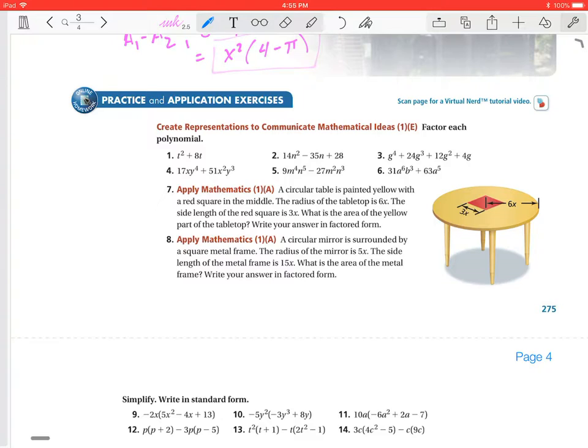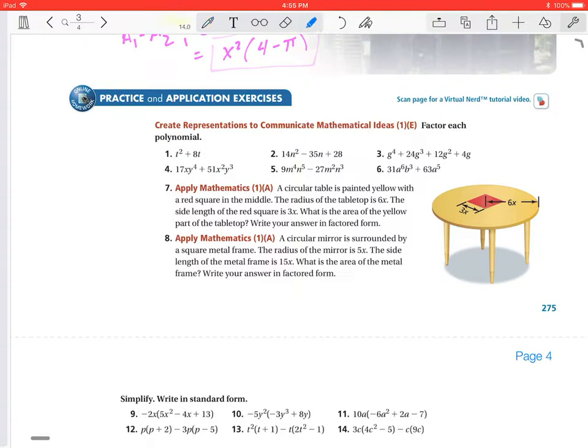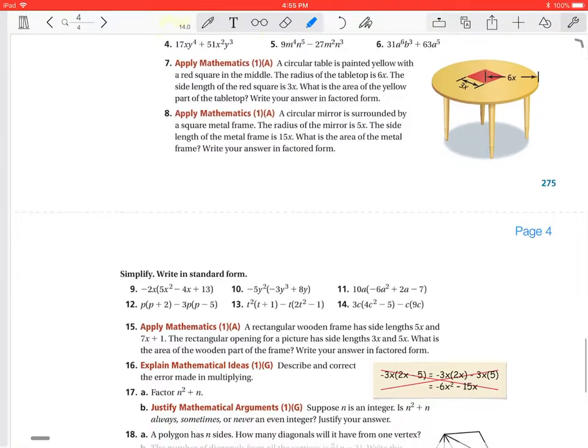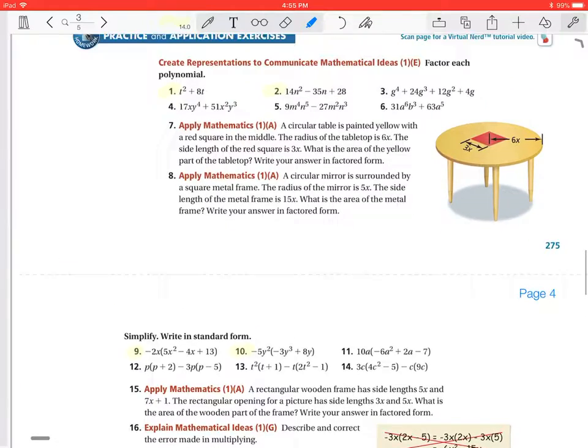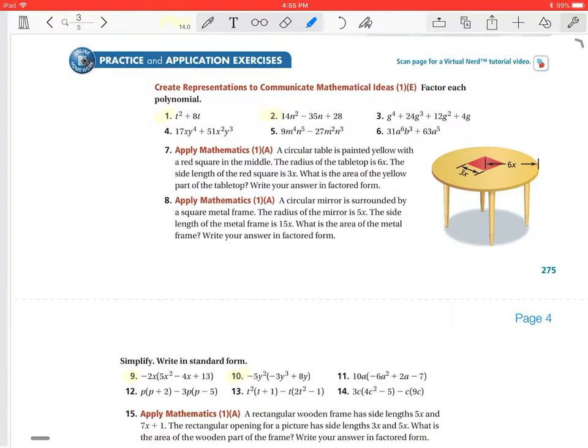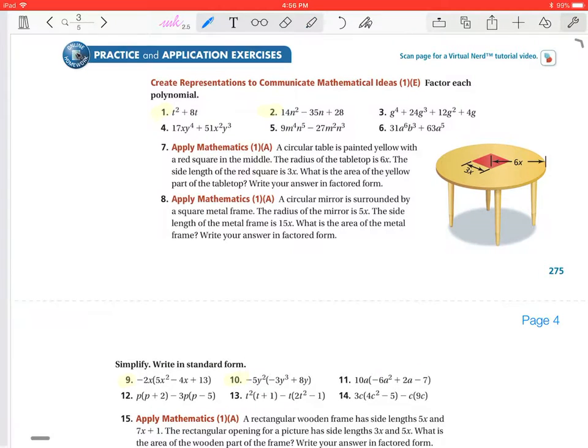I'm going to work on some of these problems. First of all, I'm going to talk about 1 and 2, and then I'm going to do 9 and 10. And then maybe at another time we'll talk about 7. So real quickly, straightforward, I'm going to talk about number 1.